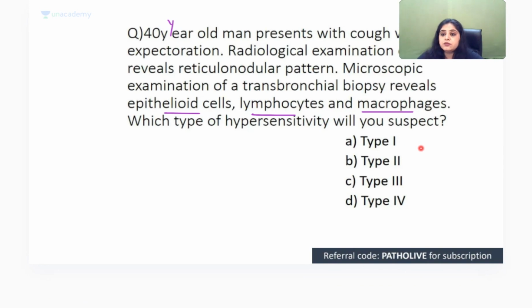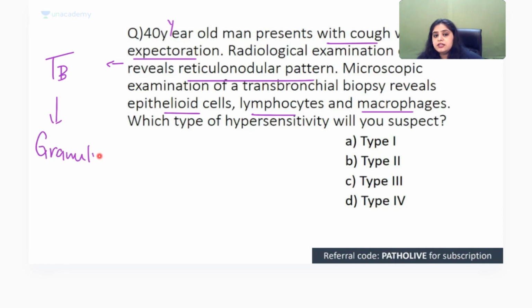Only 55% of you gave me the right answer. What are we talking about? Come on, this was the easiest. Cough with expectoration, reticulonodular pattern, we were talking about TB. If we are talking about TB, we are talking about formation of a granuloma. And can you see features of granuloma written over here? Epithelioid cells, lymphocytes, macrophages. Now tell me, granuloma and TB are which type of hypersensitivity reaction?